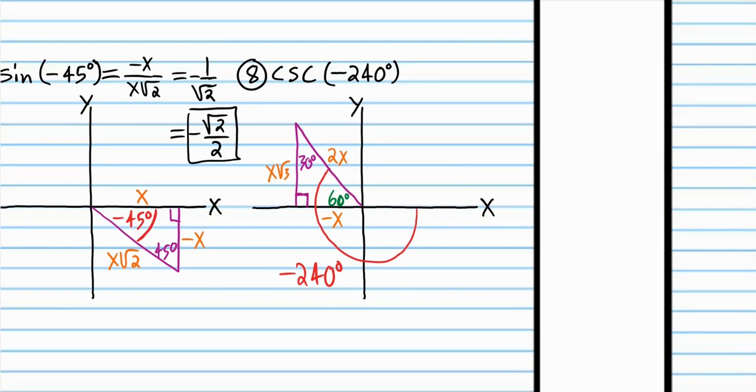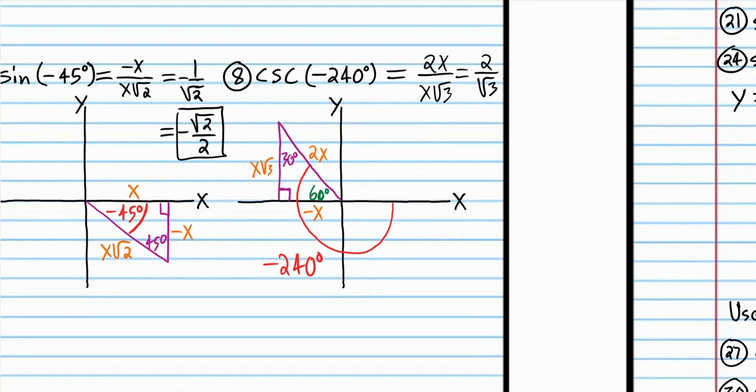Okay, so now we're ready to calculate. Cosecant is the opposite side, or excuse me, the hypotenuse divided by the opposite side of the green reference angle. The x's cancel out. But the problem is we have a root in the denominator. Multiply both sides of the fraction by root 3, and there you go.